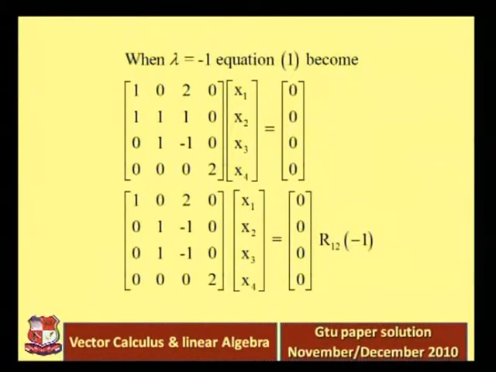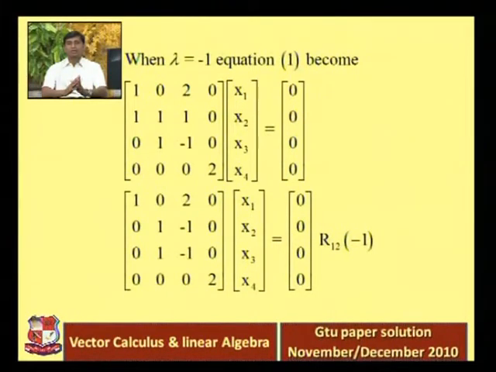So the first row is 1 0 2 0, and the second row becomes 0 1 minus 1 0. Third row and fourth row are as they are. So the only changes are in the second row, right? Now in the first column we have a leading entry, and below that leading entry we already have 0. In the second row we have leading entry 1, and below that leading entry we have to make 0, right?